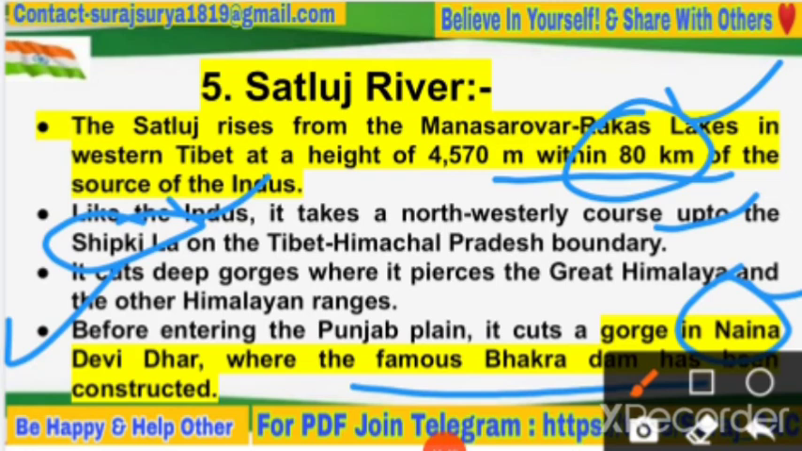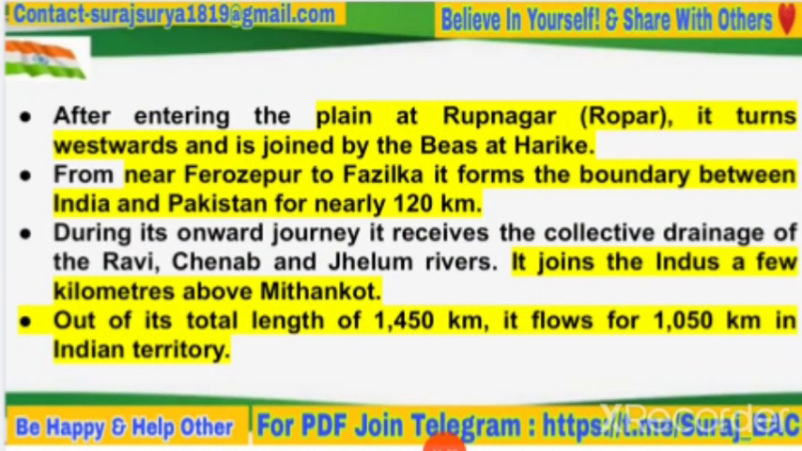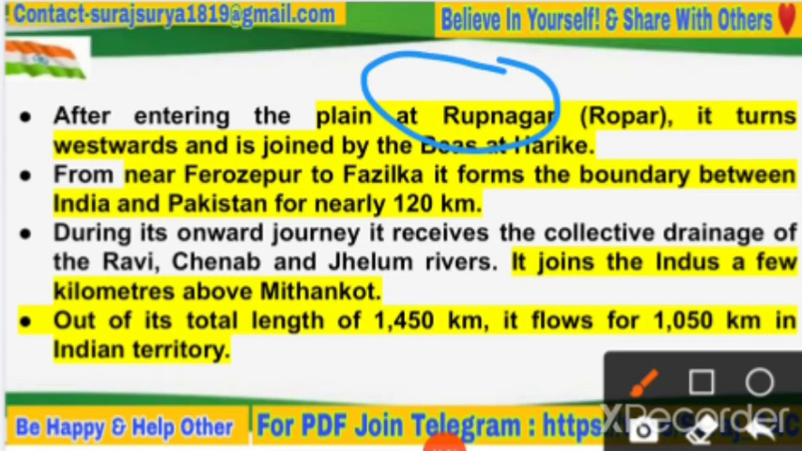Asia's largest dam, and the second highest dam in the world, you will find there. After entering the plain at Roop Nagar, also known as Ropar, in Punjab, it turns westward, then joins the Beas River at Harike. From near Firozpur and Fazilka, two important places, it forms the boundary between India and Pakistan for nearly 120 kilometers.